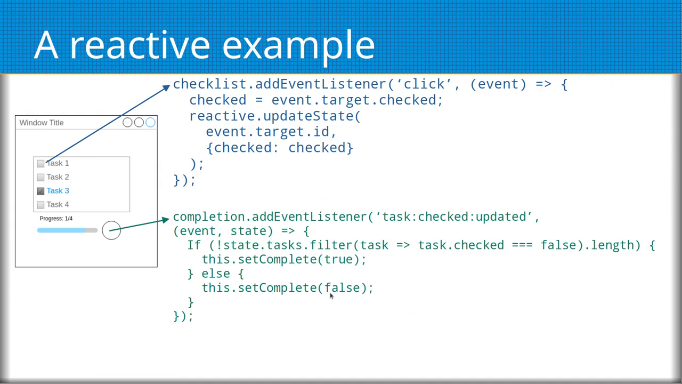And similarly for the completion indicator, that looks for the same event, a task having its checked property updated in the state. It then looks at the whole state and sees if there are any checkboxes which are still unchecked. If not, it sets itself to show it's complete. And if so, it sets itself to show it's incomplete. So again, it's the indicator that is updating itself rather than an event triggered by something else that's updating it.